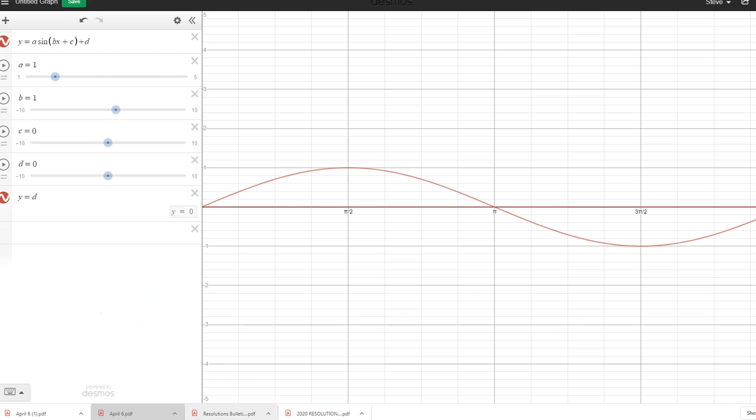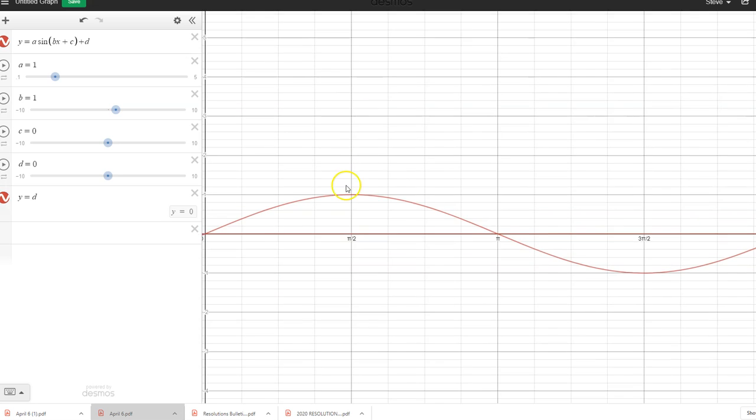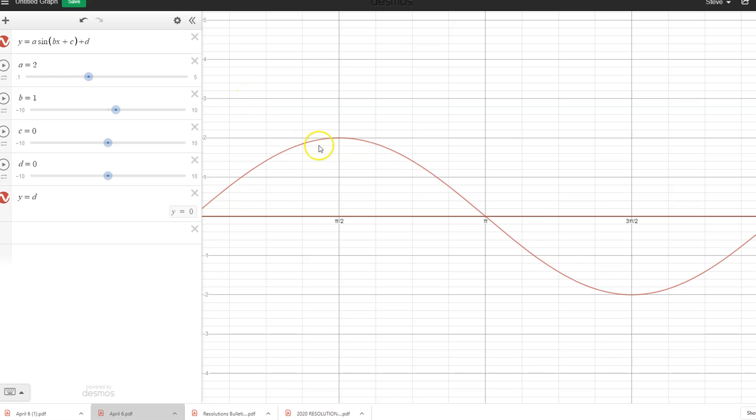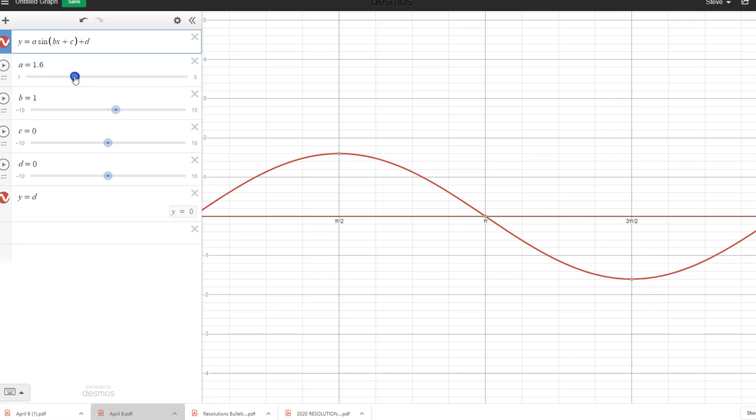Okay, let's go back here. So here is the midline, and there's an A value of 1. Oops, I'm moving the whole thing. Distance from the midline to the max. We'll make A, say, 2. So the distance from the midline to the maximum, or from the midline to the minimum, or half the distance, so the distance from 2 to -2, that would be 1, 2, 3, 4 units, and half of 4 is 2. Okay, so I'm just going to set this back to 1.